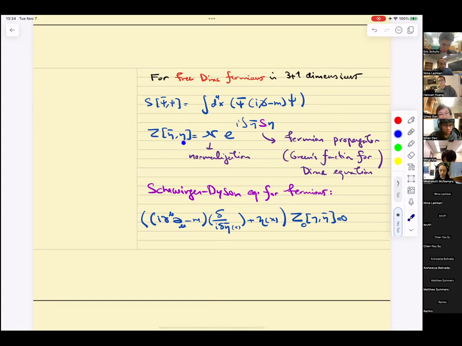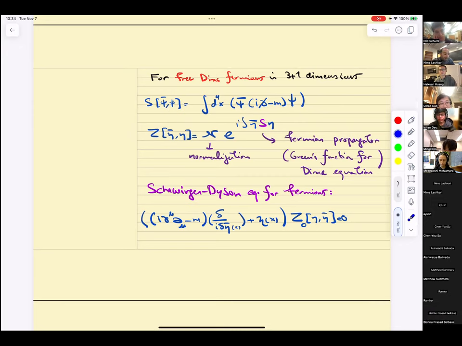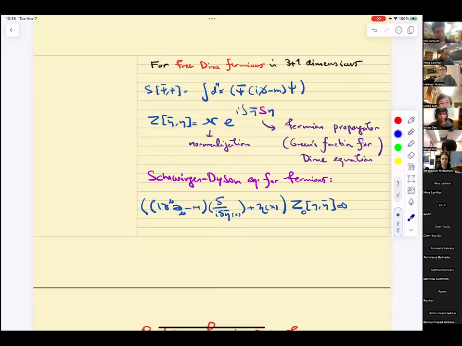The generating functional we evaluated because this action is Gaussian, or actually linear in psi and psi bar. What we found, up to normalization, is very similar to the case of the free scalar: e to the power of i integral of eta bar S eta, where eta and eta bar are the sources. S is the Green's function for the Dirac equation, otherwise known as the fermion propagator. The expression we found in the case of the scalar was exactly the same: phi propagator phi with a minus one half outside. So it's basically the same structure that we find here.